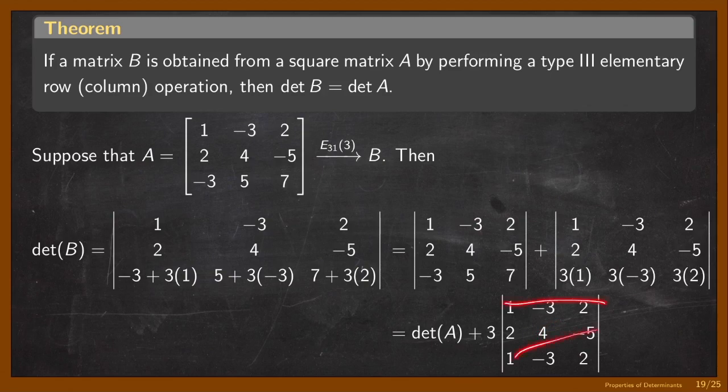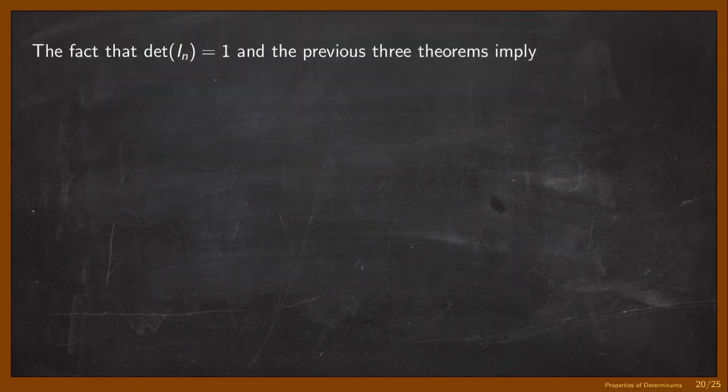This determinant is 0 because it has equal first and third rows. So no matter what that scalar is, this is just going to be 0. So the original determinant is the same as the new determinant. Okay?